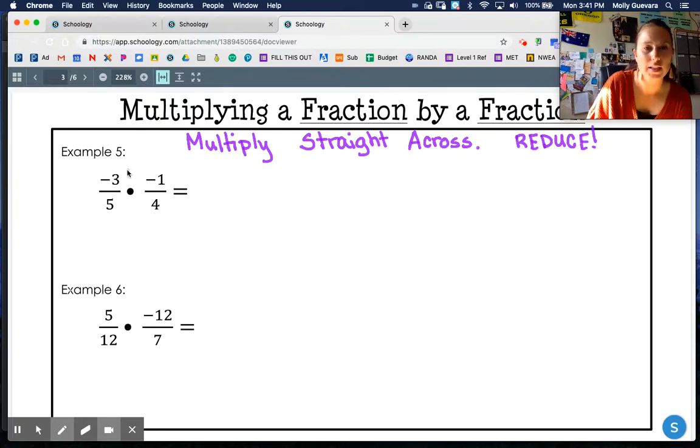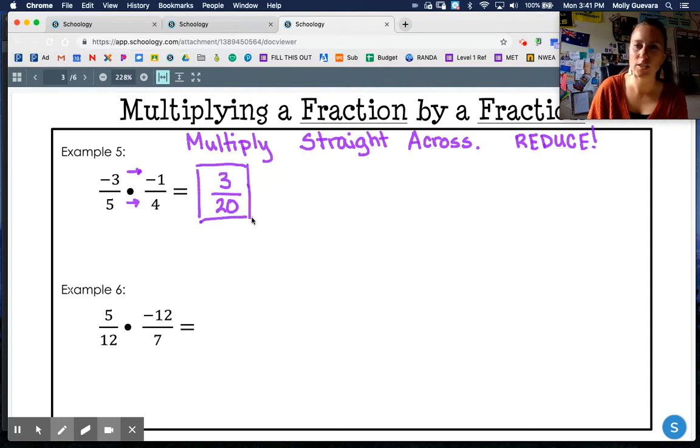So in this case, we just multiply, it's a little arrow, straight across both ways. So -3 times -1 is +3. 5 times 4 is 20. And then we ask ourselves, can we reduce that? The answer is no. So that's it. Here's my answer. All done.